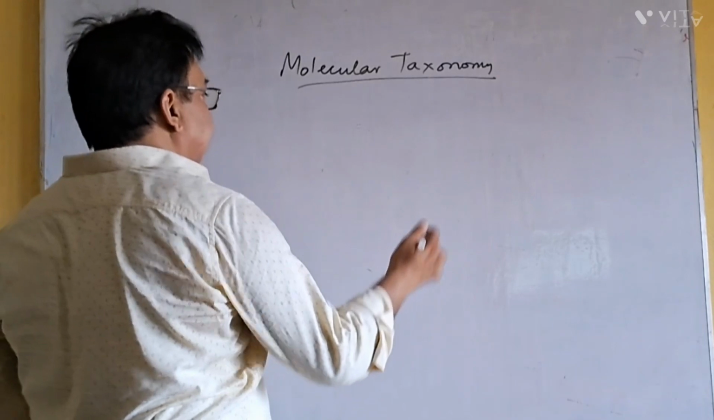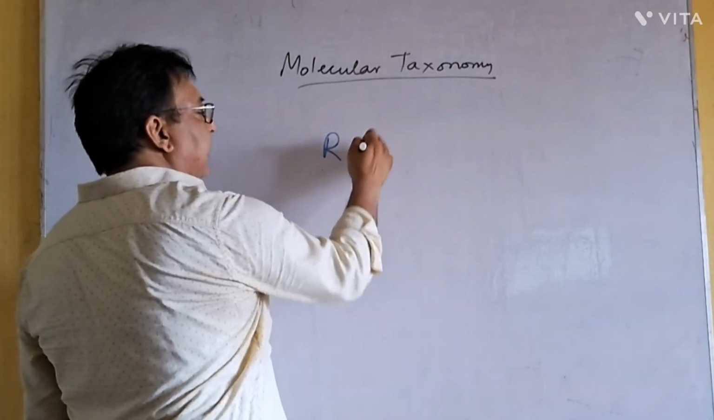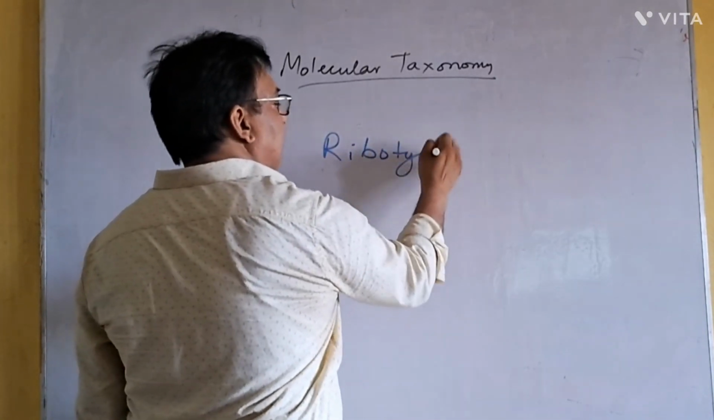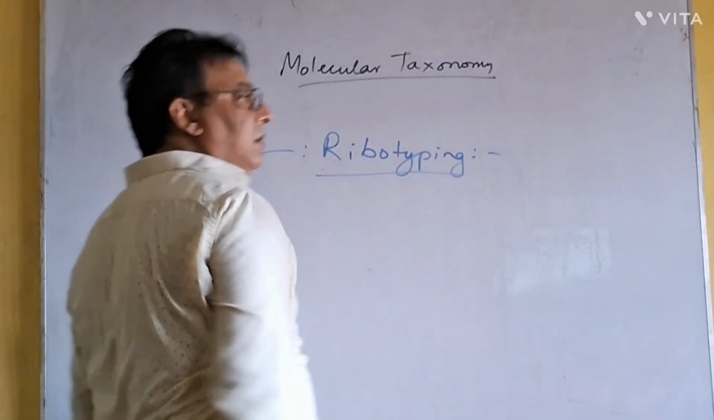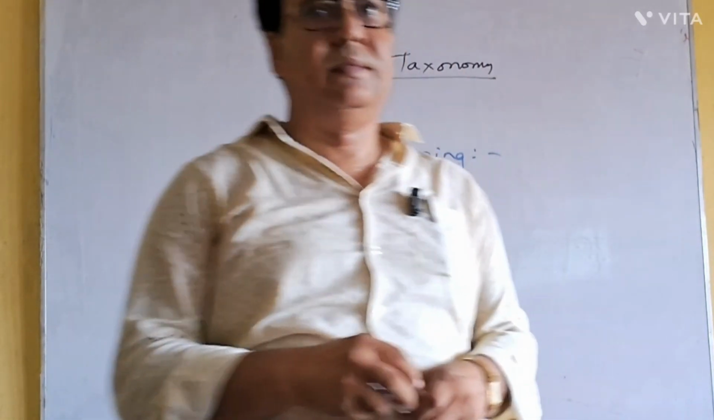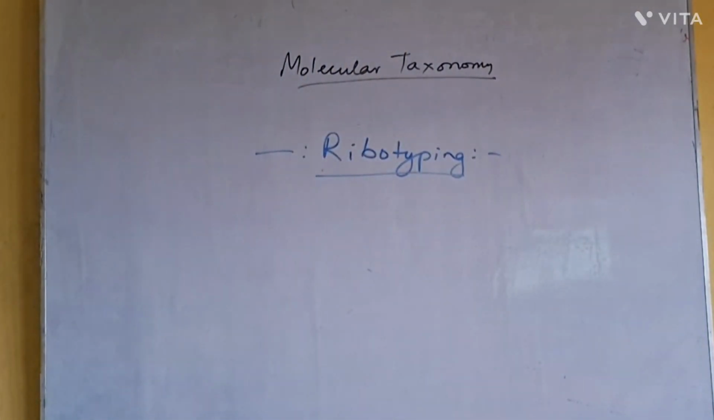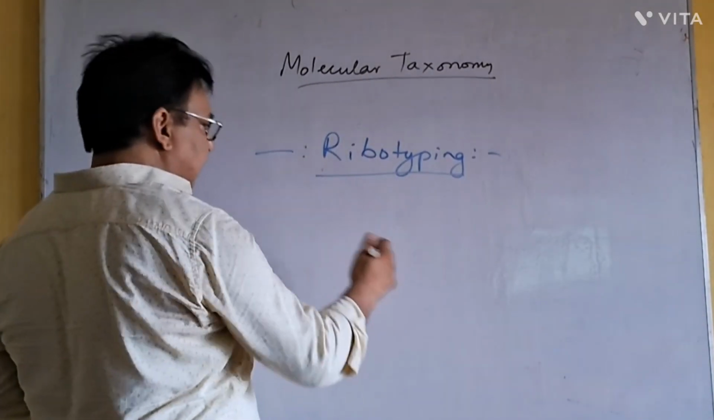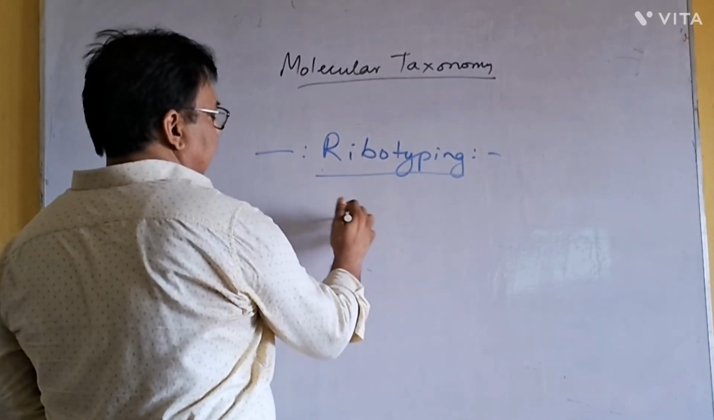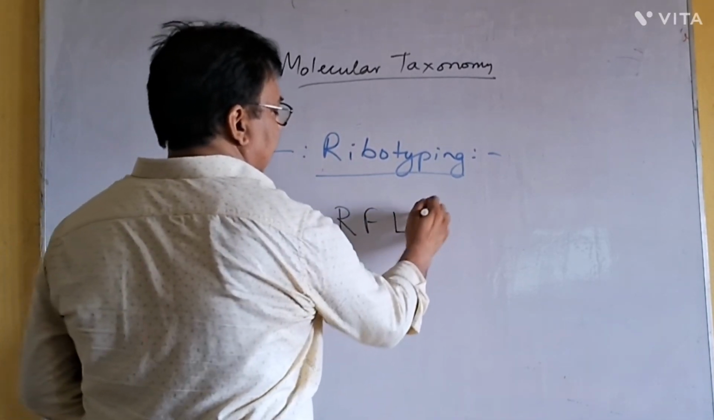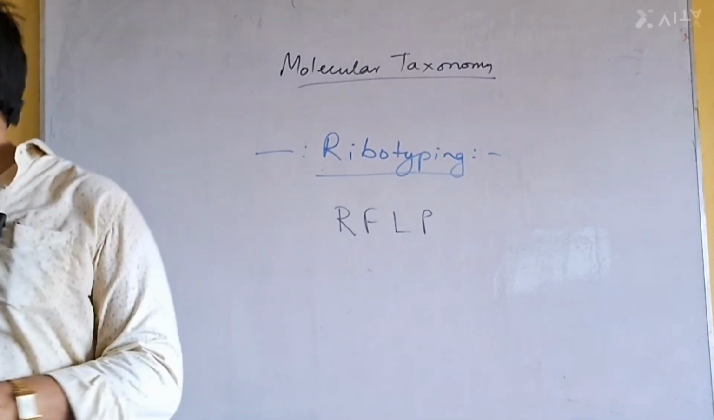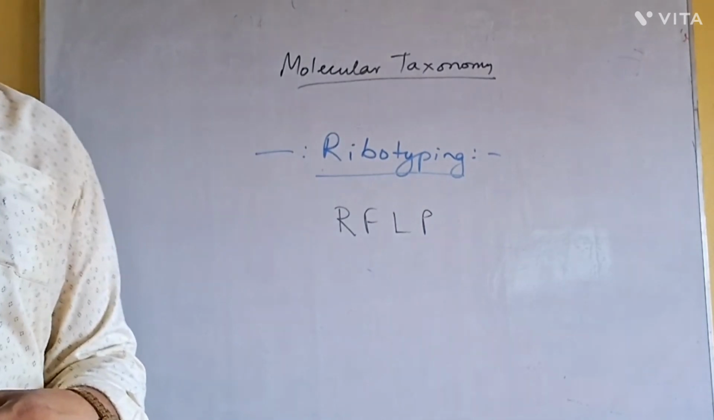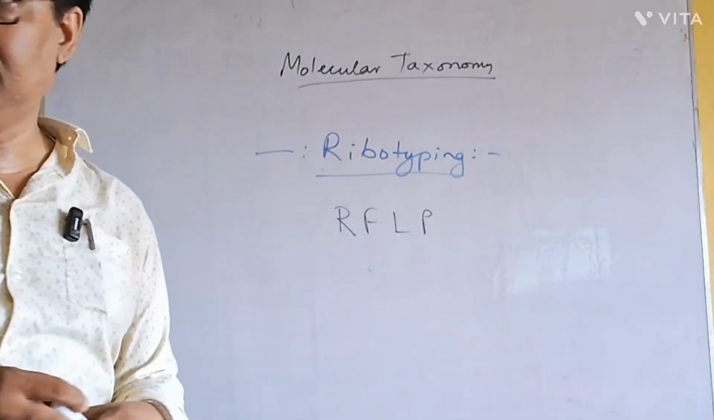There is one technique called ribotyping. Ribotyping, there is this technique. This technique uses a molecular biology method called RFLP, restriction fragment length polymorphism.